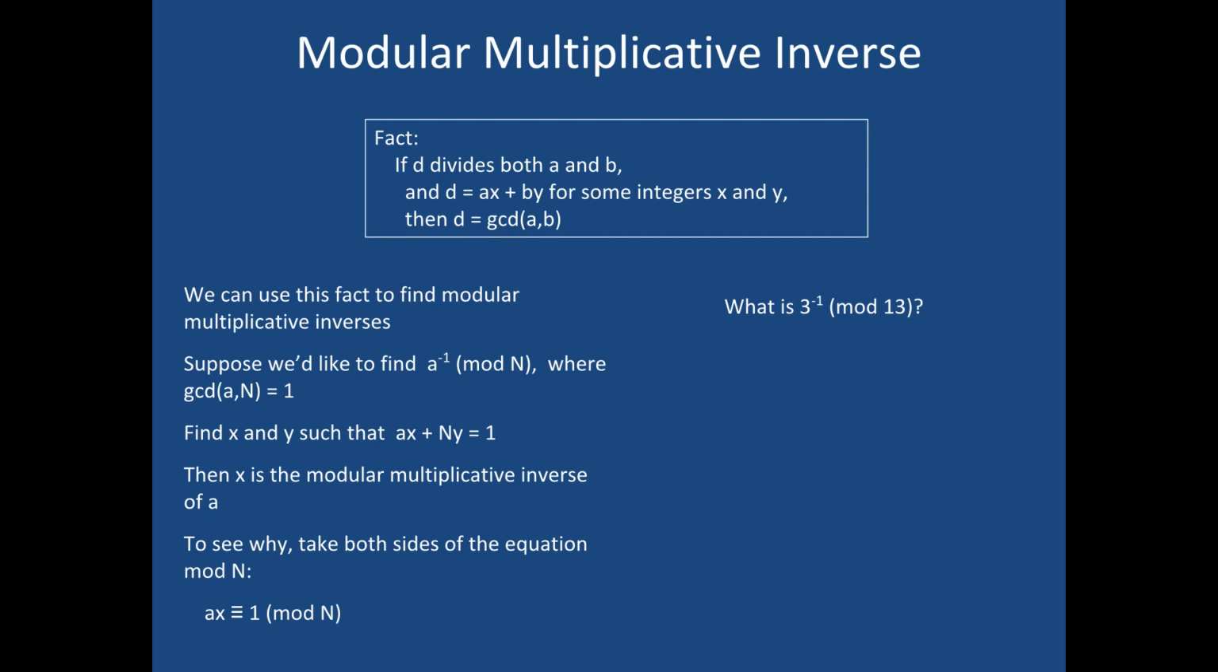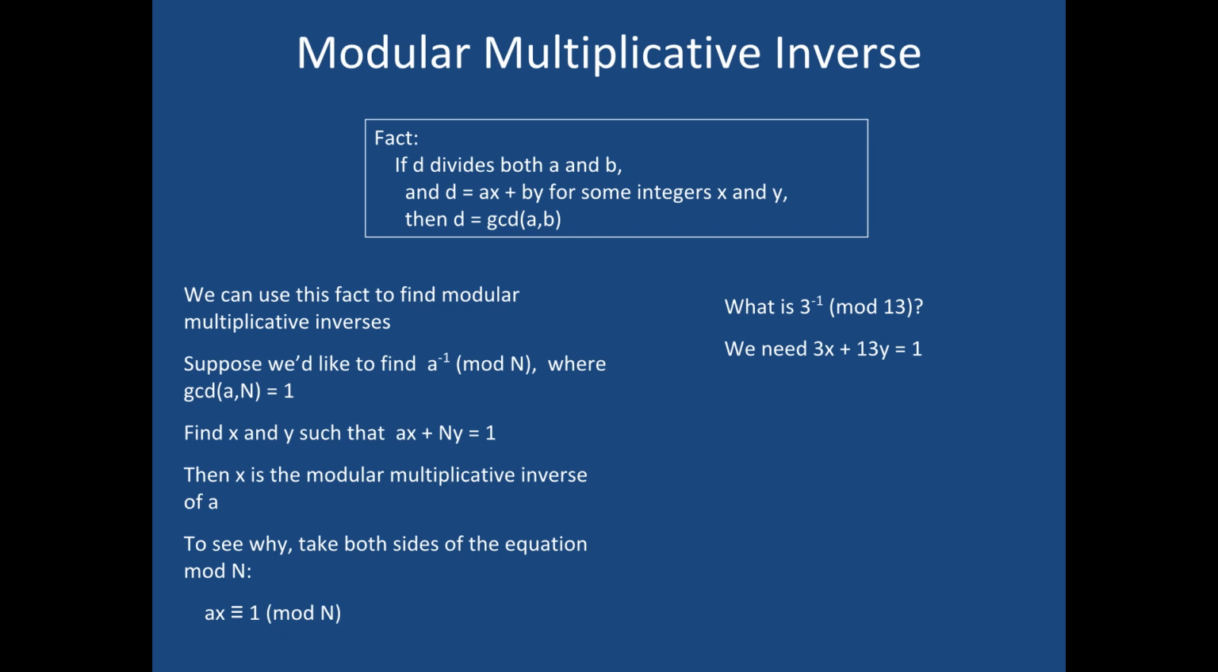So we can find the inverse of a. We don't have to do modular arithmetic or anything. To find the inverse of a, we just solve that equation. So let's see how that works. Suppose we want to find the inverse of 3 mod 13. Their GCD is 1, so we know there's going to be a solution to the equation 3x + 13y = 1. And when we solve it, x will be the inverse of 3 mod 13.